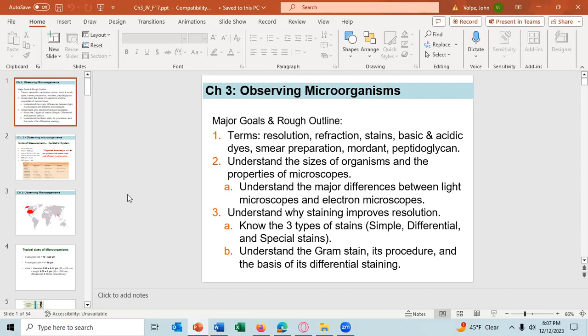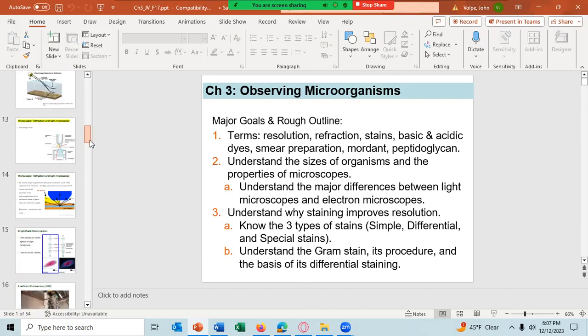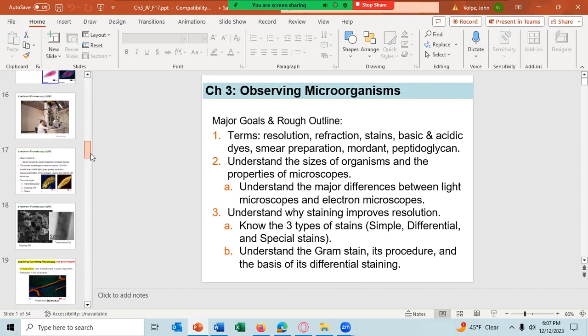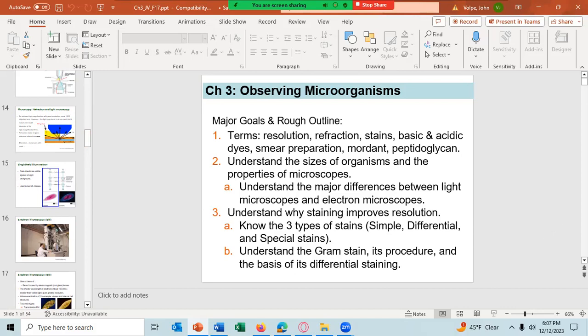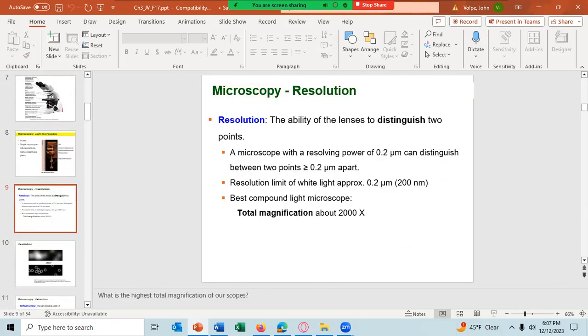And that is what causes the limit of resolution. The ability of the lens to distinguish 2 points as 2 separate independent points. The resolving power of a microscope is 0.2 micrometers. The reason for this limit is white light cannot magnify beyond 0.2 micrometers because of the wavelength of white light. Any question about that?